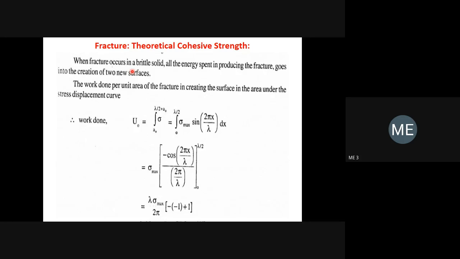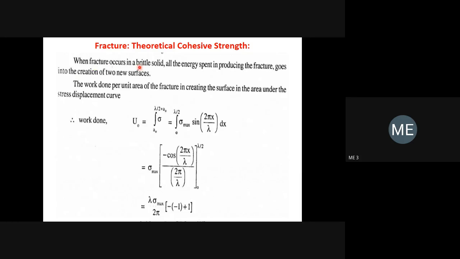If you keep one biscuit on a table, it will not break into two or more pieces. No magic. You apply some amount of load, it may be in any form. Once it crosses the sigma max, or threshold value of the load, only then does it fracture, and finally it forms two or more surfaces. It will create more and more surfaces. So the same thing is shown here.